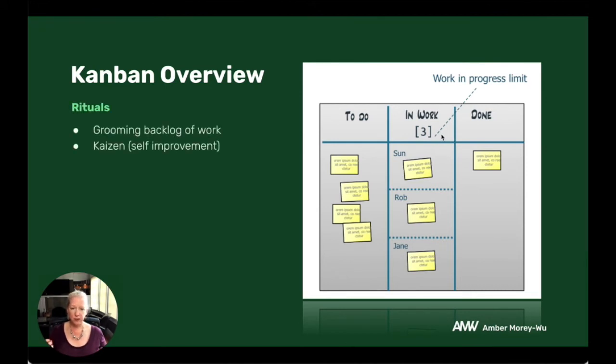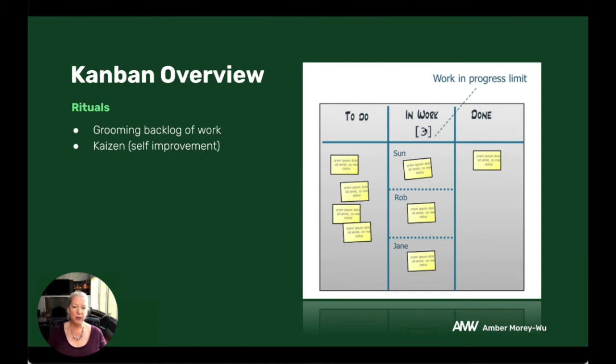Okay, so let's do kind of the technical side of Kanban. So there are just a few rituals. Grooming of the backlog. So this is your backlog here, the work that you haven't started on. Grooming just means making sure things are in the right priority and that there's the right information in the tickets. So you'll groom that backlog to make sure it's ready to be taken to in progress.